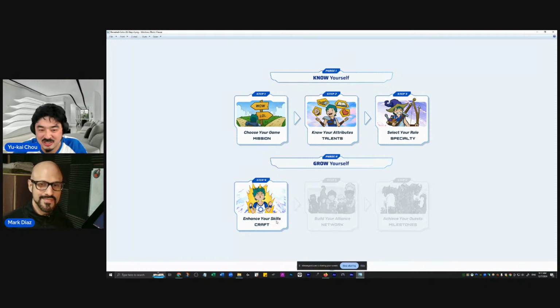And so the first step is choose the mission. What is the game you're going to play? And then figure out, okay, what skills or what attributes are you born with? And then decide, okay, what is the perfect role for me?